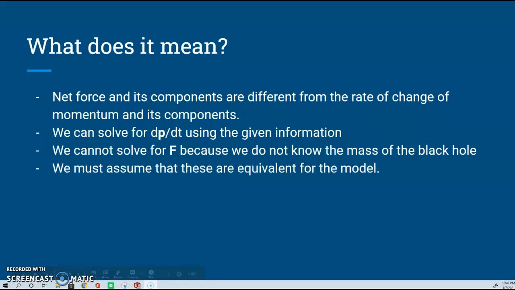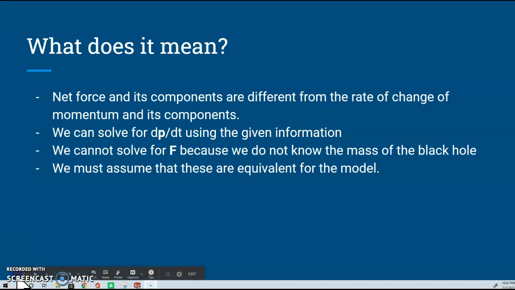I then answered the question, what does it mean? This lab helps us understand that the net force and its components are different from the rate of change of momentum and its components. We can solve for the rate of change of momentum using the given information. However, we cannot solve for or measure the force between the two objects because we do not know the mass of the black hole. We must assume that these are equivalent in the model and solve for the mass this way.